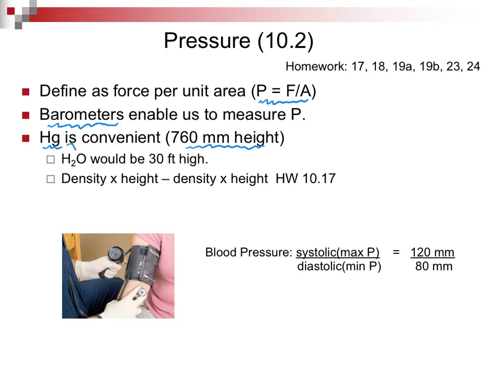If instead of mercury we would use water, we would need to have a barometer that was 30 feet high. Not convenient for indoor use nor outdoor use under different seasons, all right? Many of you are going to have a question. Where did this equation come from? Density times height for one material equals density times height for another material. Know that the derivation is in this problem, and you are doing it in homework 10.18, where you actually use it.